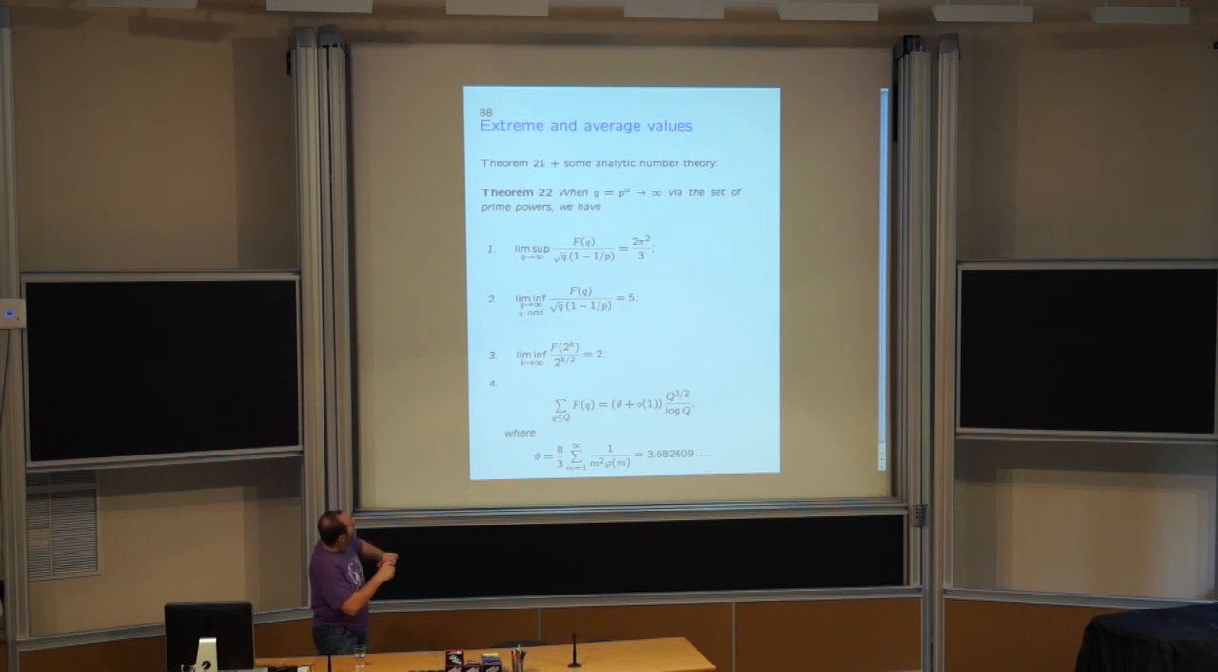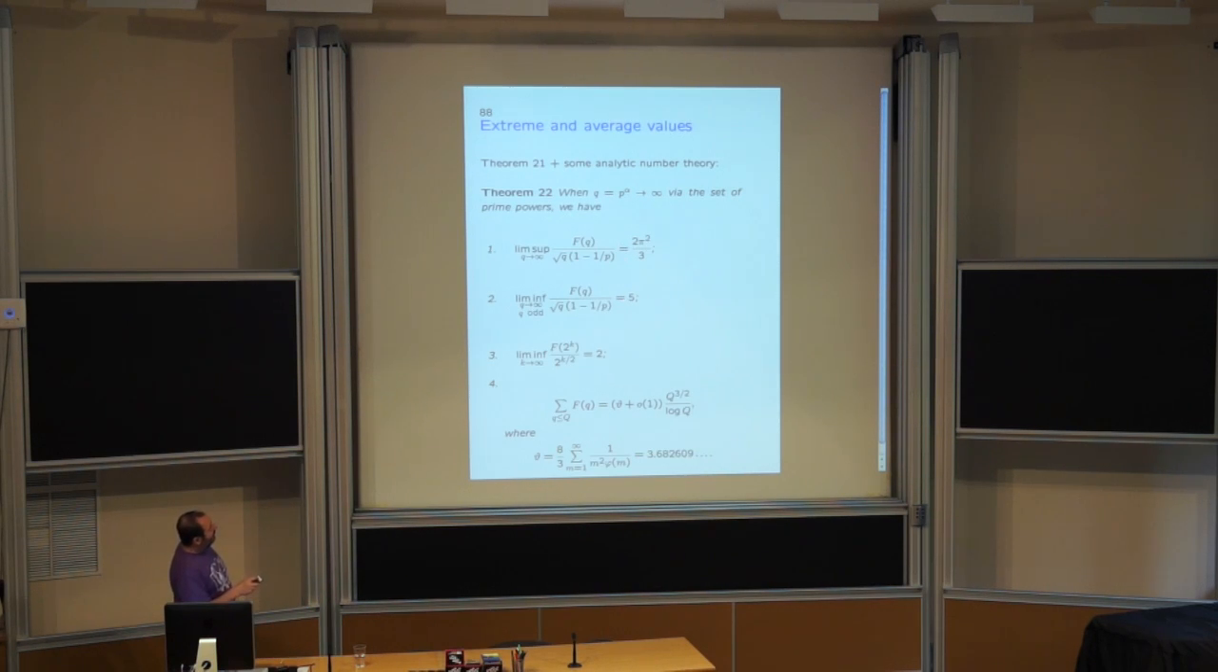What it says is, there are infinitely many prime powers Q such that if you divide f of Q by square root of Q times 1 minus 1 over P, where P comes from Q, then you get this. So a purist's point of view would be to say P sub Q, because P is a function of Q here. It's a prime which goes into Q.